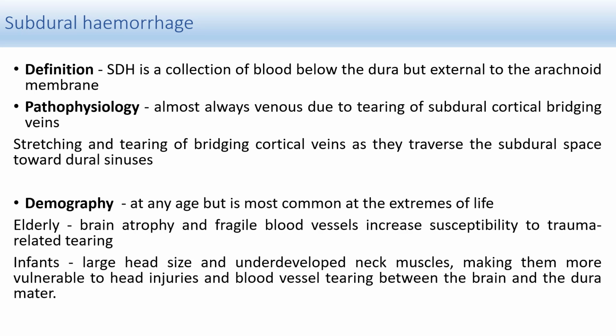Demography. It can happen at any age, but it is most common at the extremes of life. Any explanation for that? In the elderly, the brain gets atrophied, and there may also be lots of fragile blood vessels. So with movements, rotatory movements and so on, there may be lots of trauma to these cortical bridging veins. And in infants, the relatively larger head supported by underdeveloped neck muscles makes the head more vulnerable to rotation, and as a result, there may be tearing of blood vessels causing subdural hemorrhages.